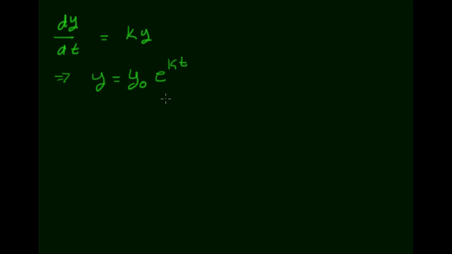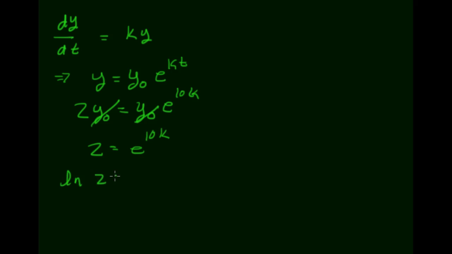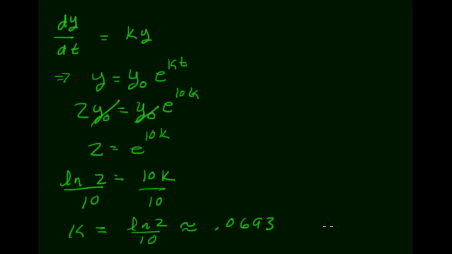We know that the population doubles every 10 years. So 2 times y null should equal y null e to the 10k. The y's cancel, so 2 is equal to e to the 10k. We take the natural log of both sides, and then we divide by 10, which tells me that k is equal to the natural log of 2 over 10. And if you throw that in a calculator, you're going to get approximately 0.0693, which is answer A.